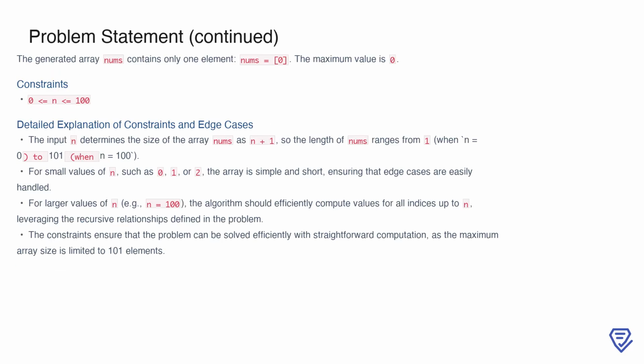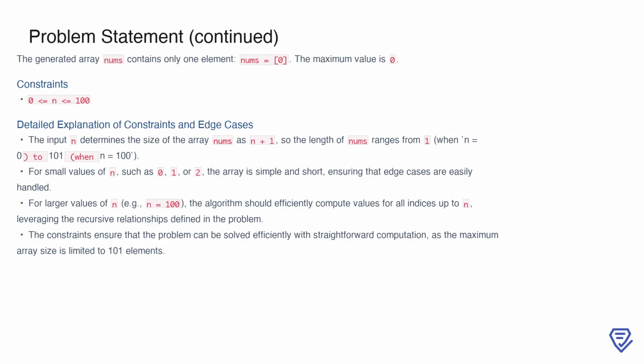Finally, let's review the constraints and edge cases. The input n determines the size of the array as n plus 1, meaning the length of nums ranges from 1 when n equals 0 to 101 when n equals 100. For smaller values of n, like 0, 1, or 2, the computations are straightforward, making these edge cases simple to handle. For larger values, such as n equals 100, the rules ensure that the array can be generated efficiently by leveraging the recursive relationships between elements.